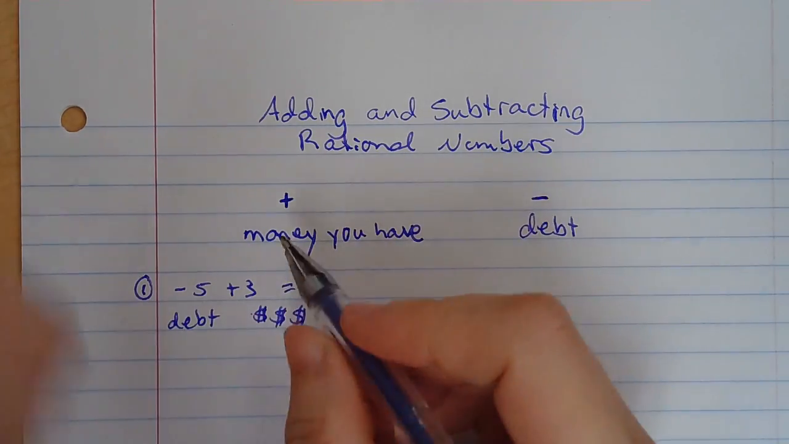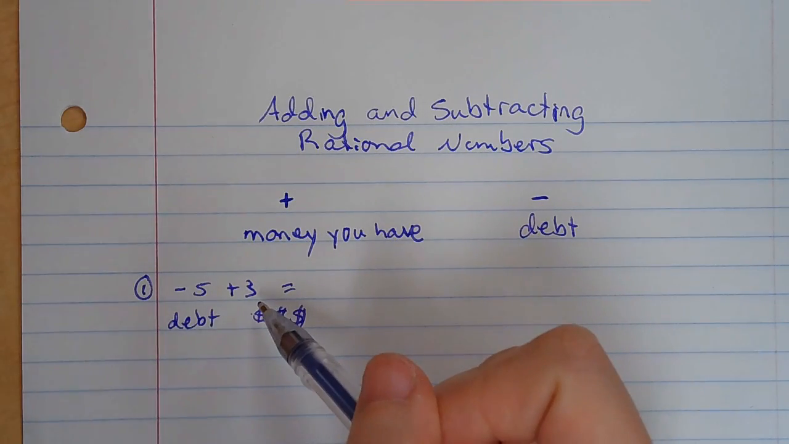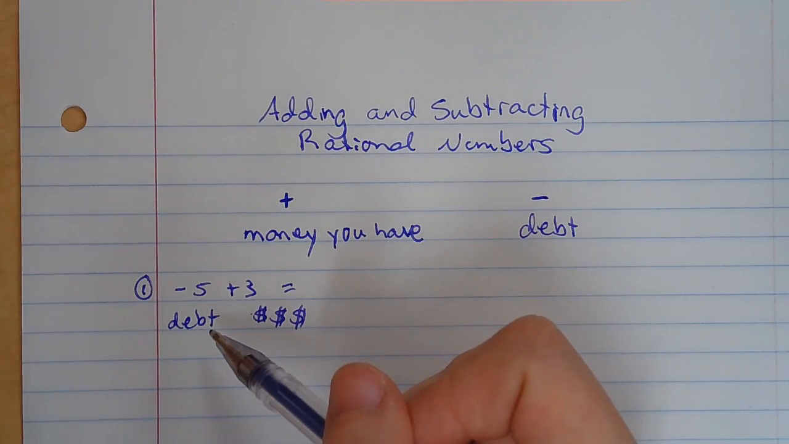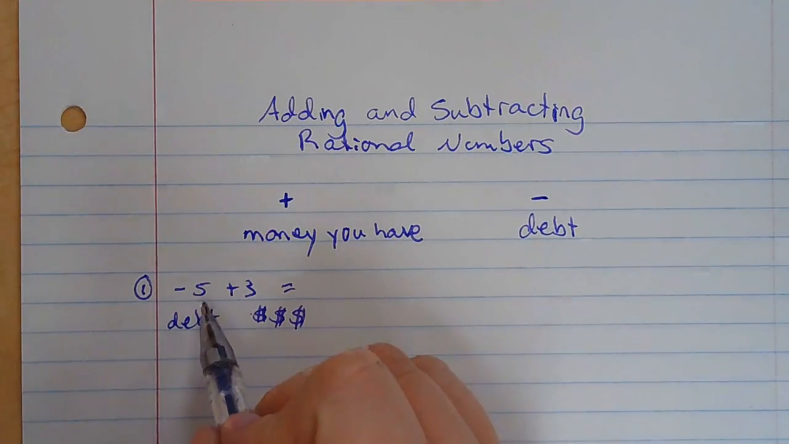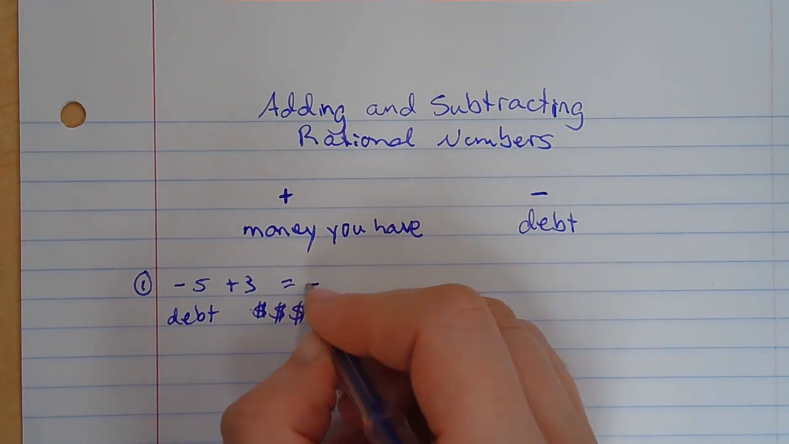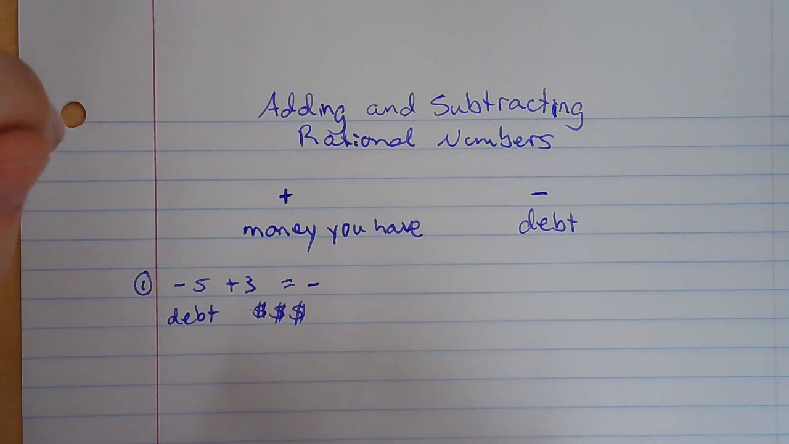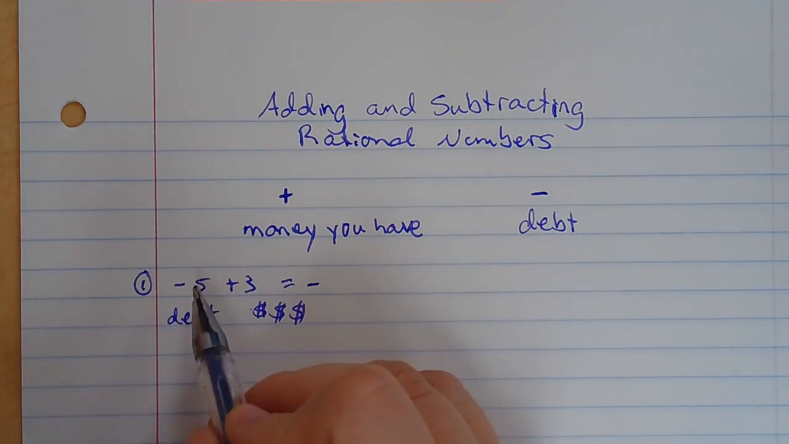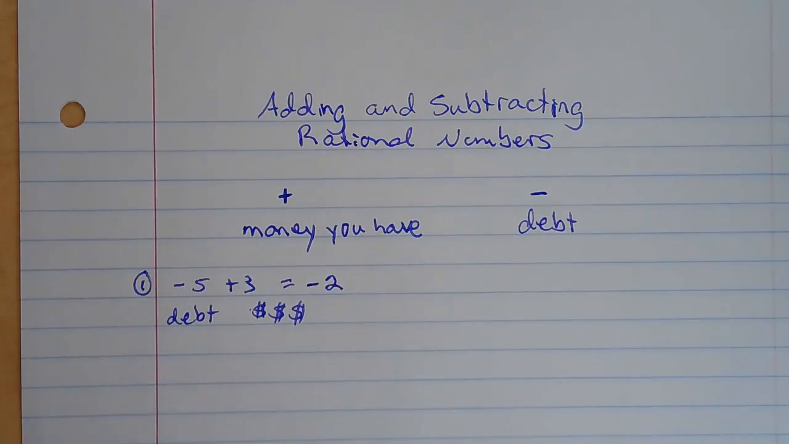And then you can think to yourself, well, if I owe somebody $5, but I have $3 in my pocket, am I still in the hole, or have I finally paid off my debt and now I'm in the black again? So thinking of it that way, it's pretty obvious you're still in the hole because you don't have quite enough to pay off this person. You're still going to owe them money. But by how much? How much in the hole are you? Well, if you owe $5 and you have 3 of it to pay off, you still owe $2. So -5 plus 3 is -2.